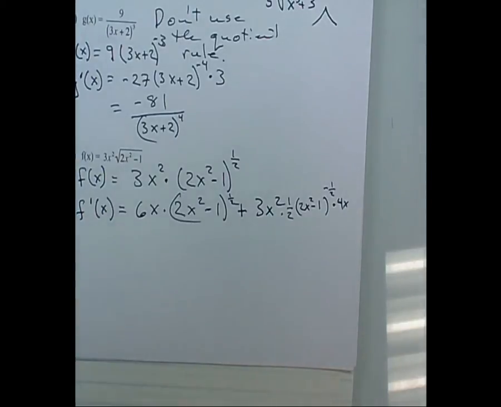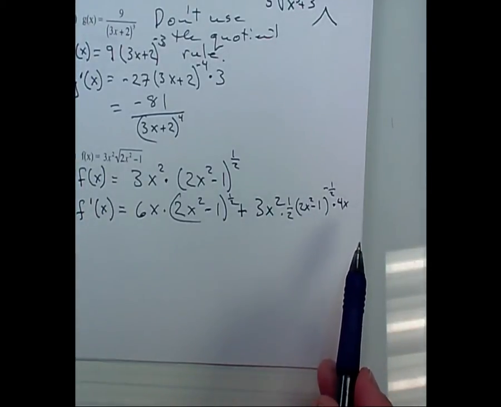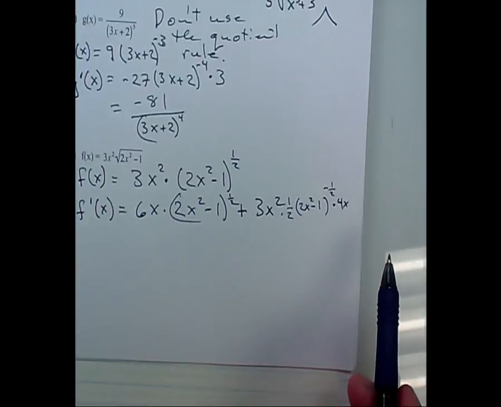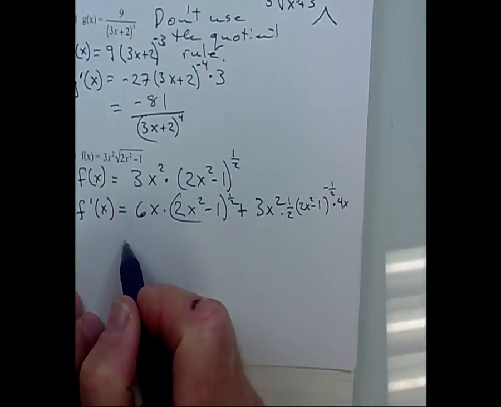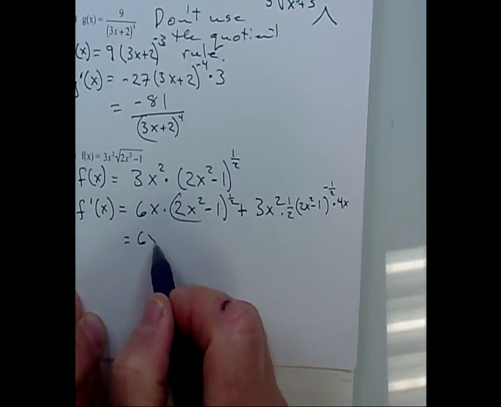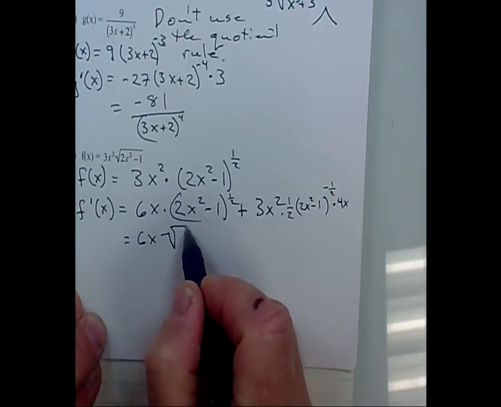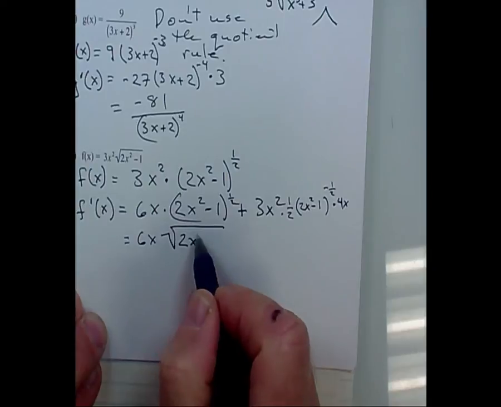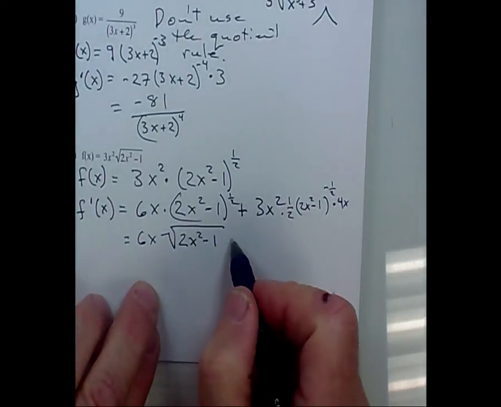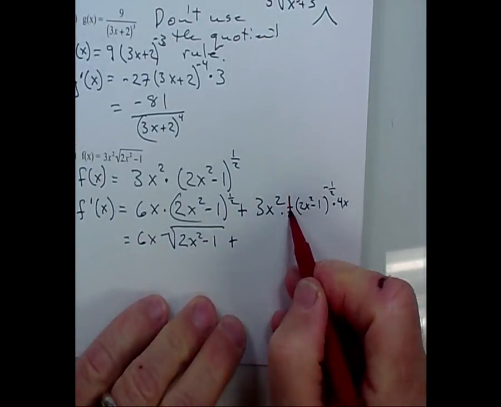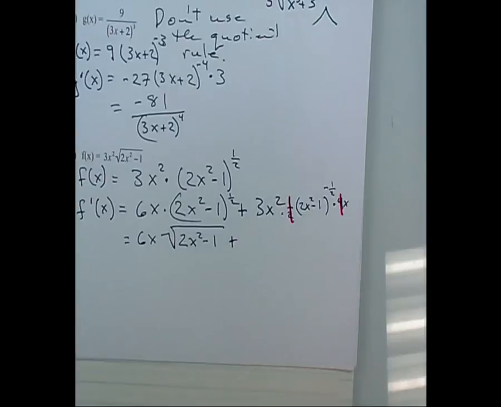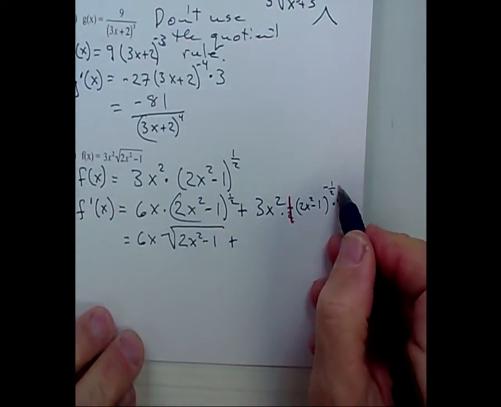Now, I hate to tell you this, we got a negative exponent. Okay, and that's my indicator that I got to get a fraction. And so I'm going to write it like this: 6x times the square root of 2x squared minus 1 plus, I'm going to bring out some red pen because this and this can be simplified, right? The 1/2 and the 4, and that's going to be a 2.